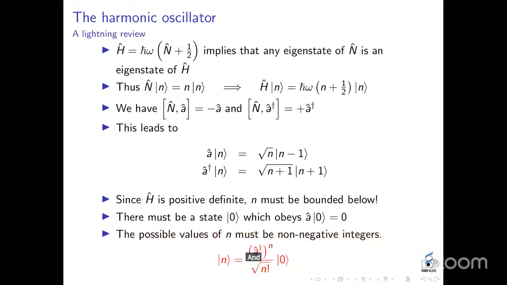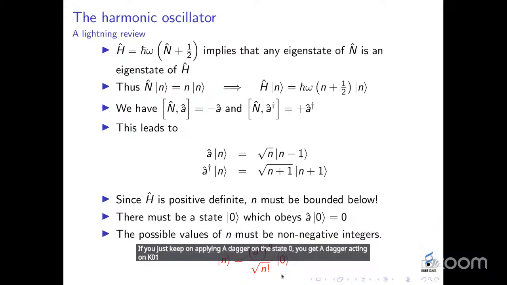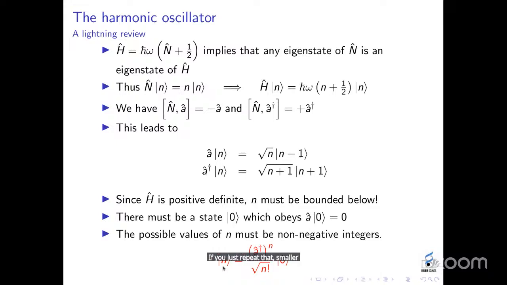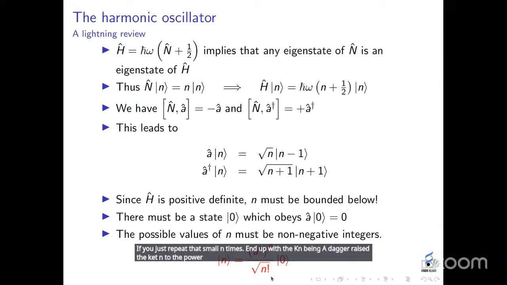And this is one result that we are going to need. If you just keep on applying A dagger on the state 0, you get A dagger acting on ket 0 to be ket 1. Then A dagger acting on ket 1 gives you ket 2 times root 2, and so on. If you just repeat that small n times, you end up with ket n being A dagger raised to the power n by square root of n factorial, this operator acting on ket 0.